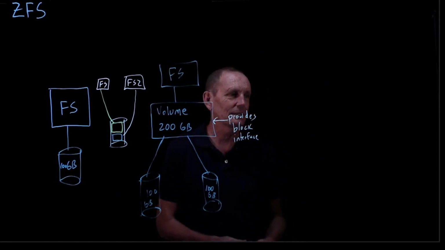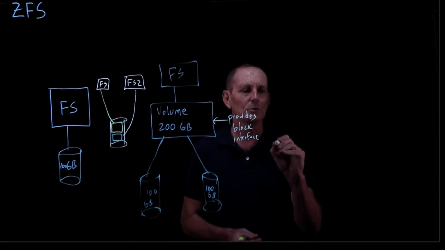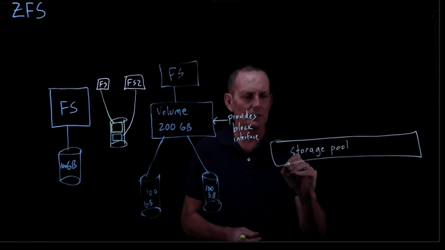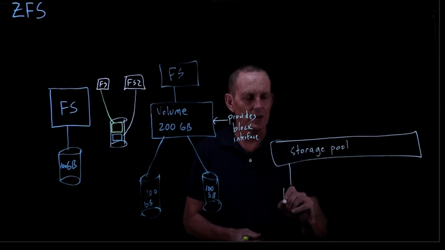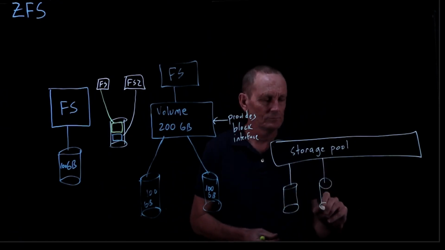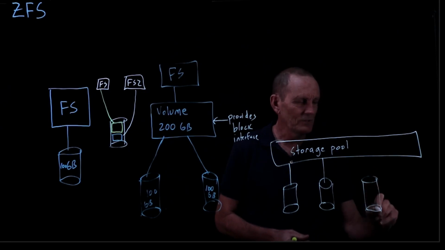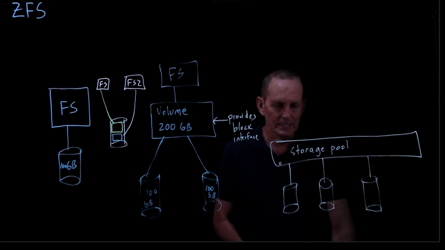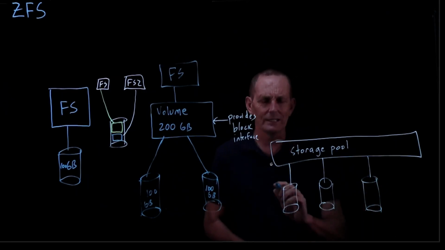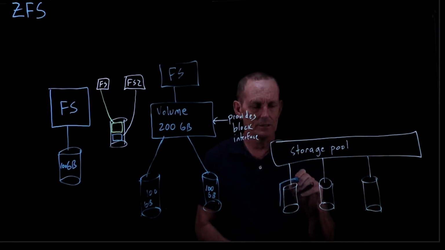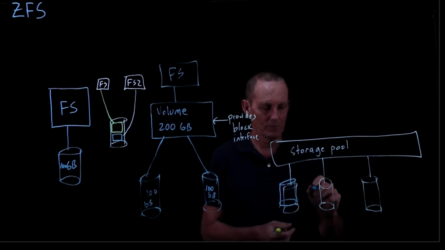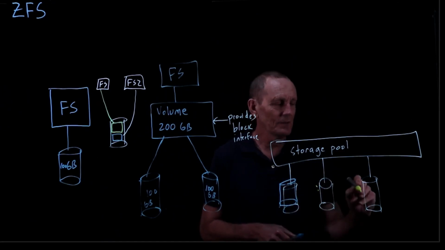ZFS says basically we're going to have a storage pool. And this storage pool can handle drives. Some of my drives are prettier than other drives, but something like this. And it can also handle, if you want, mirroring. So this signifies that these two drives are the same size and are kept as copies of one another. And we can do the same thing for here and here.